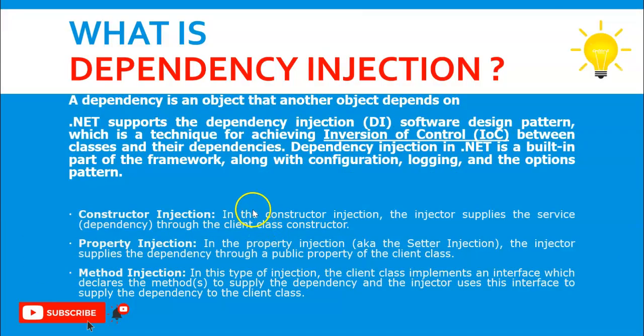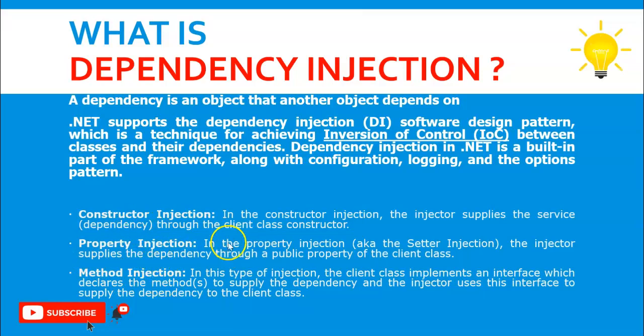So what is dependency? First, understand: a dependency is an object that another object depends on. .NET supports the dependency injection, or DI, software design pattern, which is a technique for achieving inversion of control between classes and their dependencies. Dependency injection in .NET is a built-in part of the framework, along with configuration, logging, and the options pattern. There are three types of dependency injection: constructor injection, property injection, and method injection.